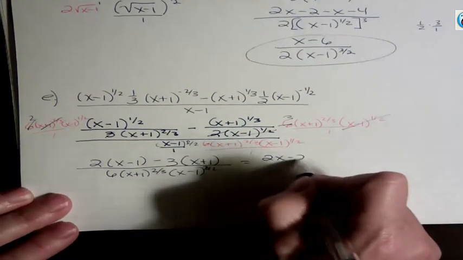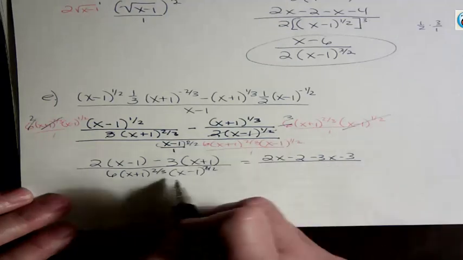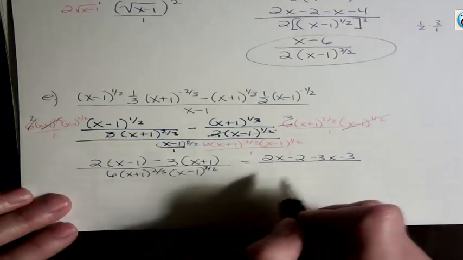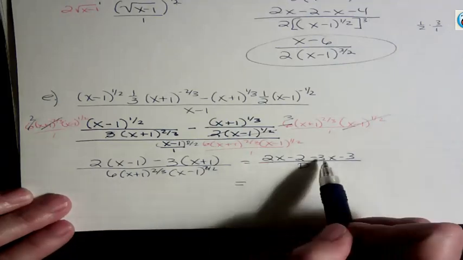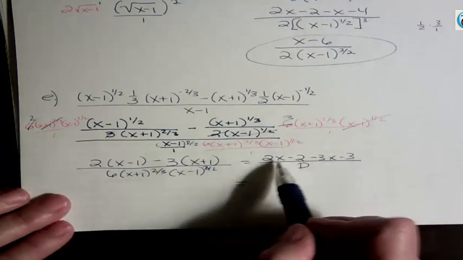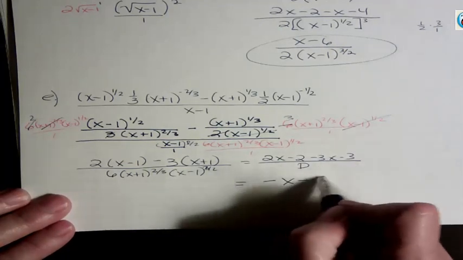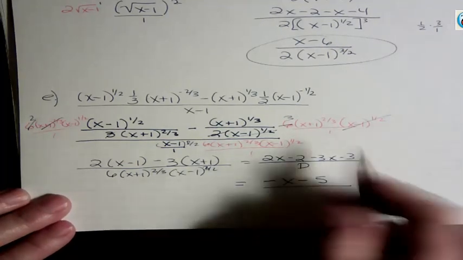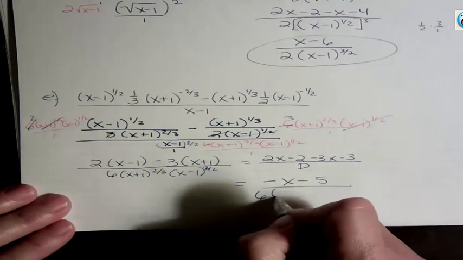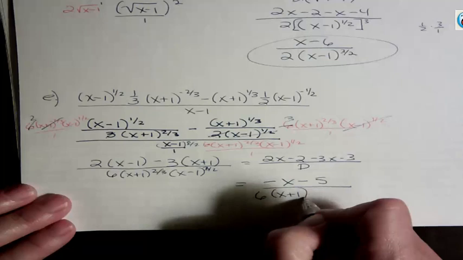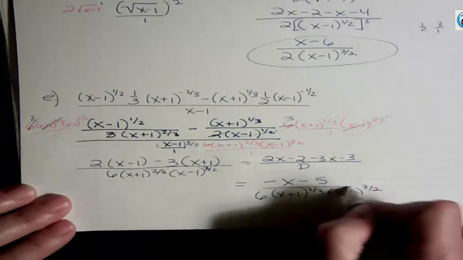Now that looks like 2x minus 2 minus 3x minus 3, and then all that stuff in the denominator. And 2x minus 3x, 2 minus 3 is negative 1. Negative 2 minus 3 is negative 5. And then I just have to write that one more time. I've got 6, I've got x plus 1 to the 2/3 power and x minus 1 to the 3/2 power.